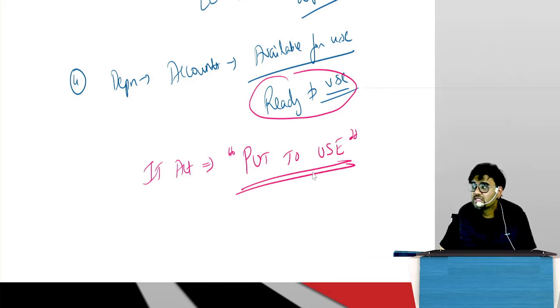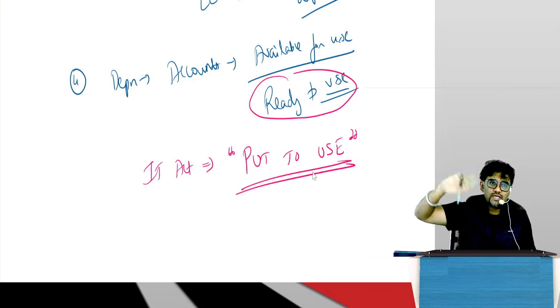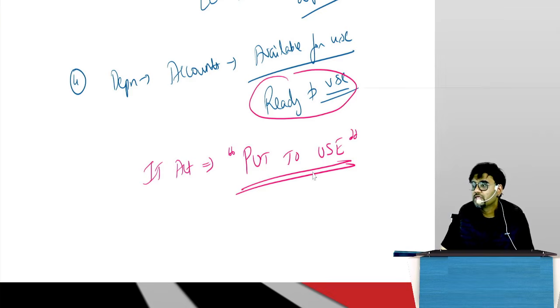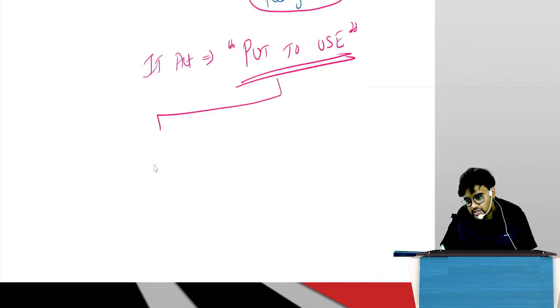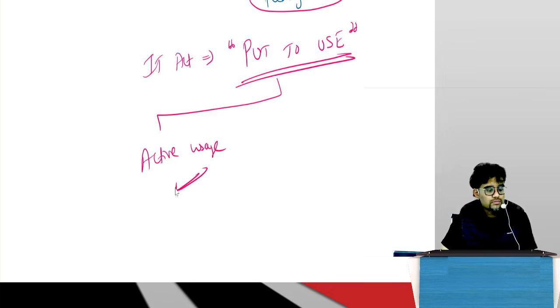Unless the AC is installed, and you start using it, or rather it is ready to be switched on, that is the day you can claim depreciation. It has to be put to use. In accounts, ready to use. In tax, put to use. Put to use means what? Active usage. I have to ensure that the asset is actively used.